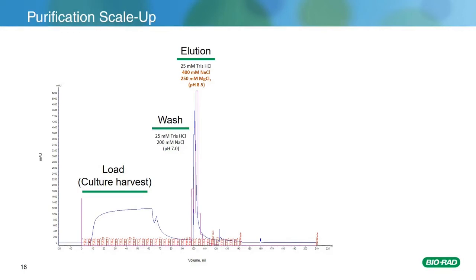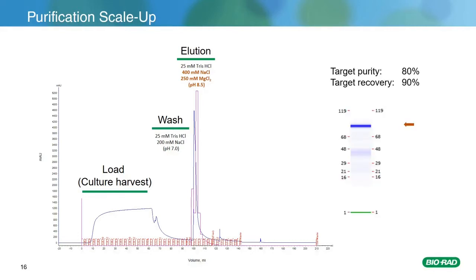To scale up the purification, we loaded the culture harvest directly onto a column, followed by a wash with a buffer containing 200 millimolar sodium chloride at pH 7. The bound target was eluted with a tris buffer containing 400 millimolar sodium chloride and 250 millimolar magnesium chloride at pH 8.5. As shown in this electrophoresis image, the target purity was 80% and the recovery was 90% from this capture step. This is a huge improvement from the initial conditions.